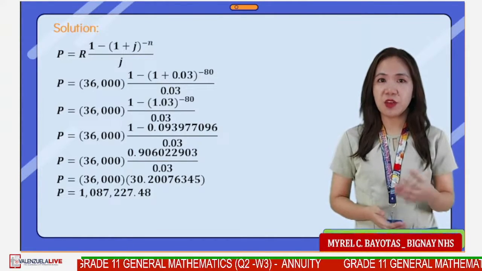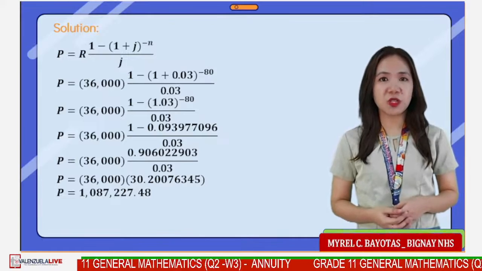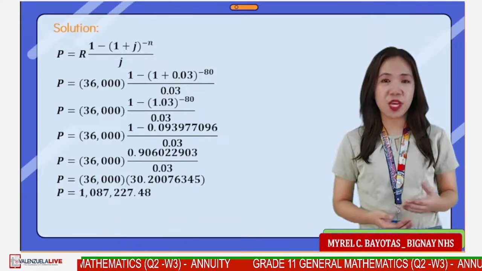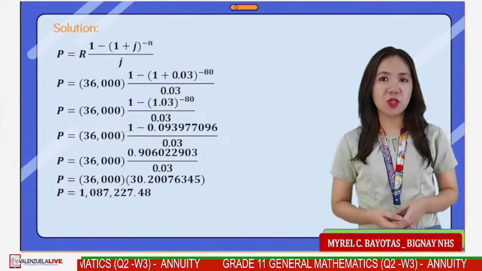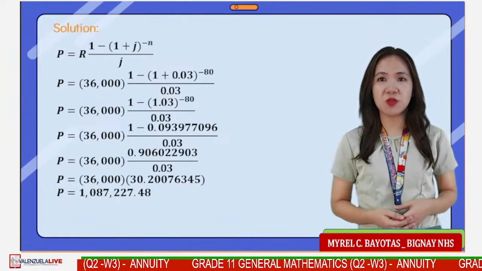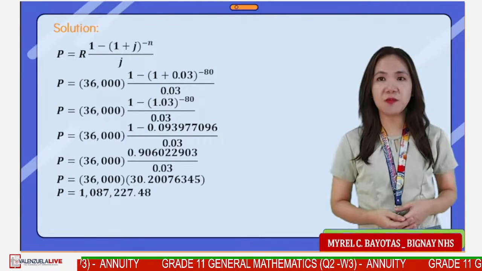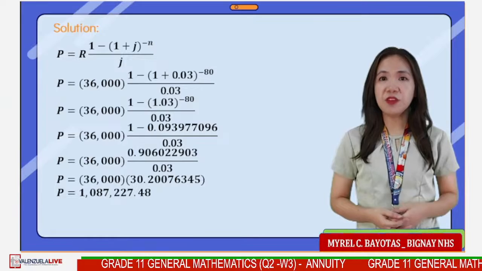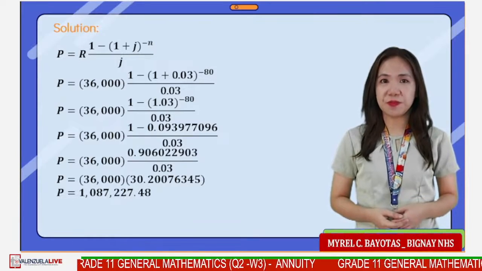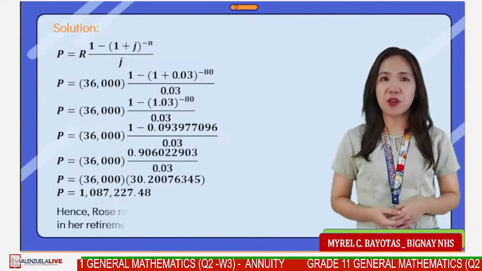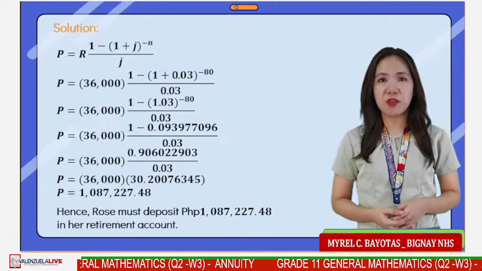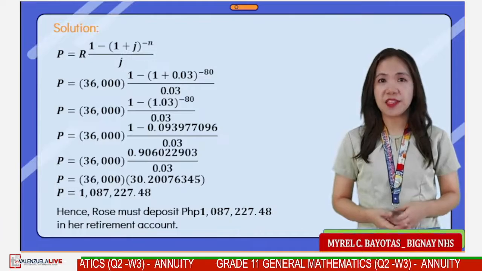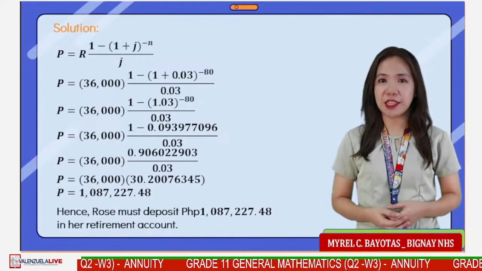Lastly, multiply, and that will be P equals 1,087,227.48. Notice that we did division first before multiplication. If you do it the other way around, say you multiply 36,000 by 0.906022903, then divide it by 0.03, you'll get the same answer. Hence, Rose must deposit 1,087,227.48 pesos. Take a look at the solution using scientific calculator.